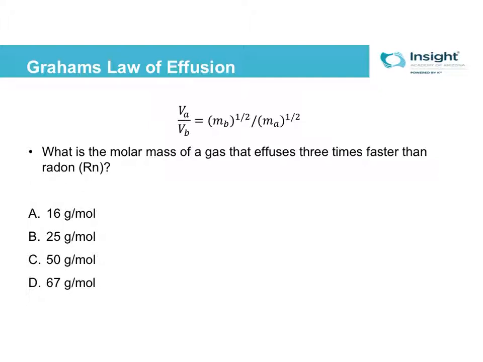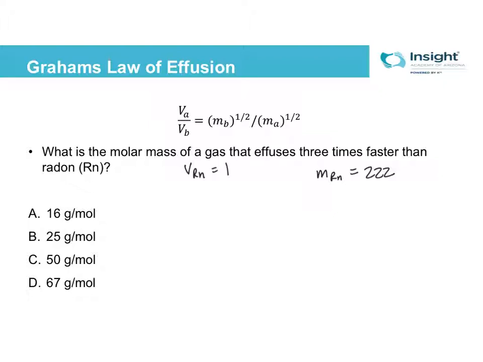Radon is the slow one, so we're going to make radon 1. So our V of radon is equal to 1. Our mass of radon is equal to, where is radon? Radon is, wow, big mass, 222. It's all the way on the right side of the periodic table at the end of the noble gases.